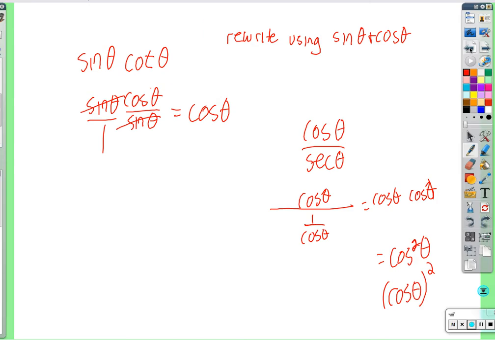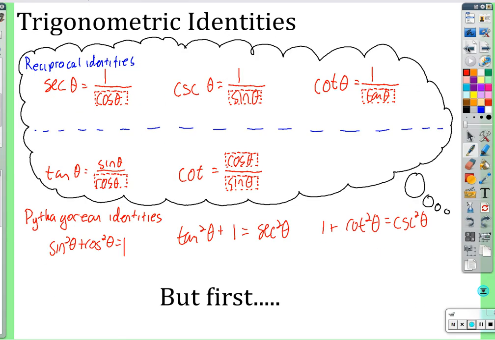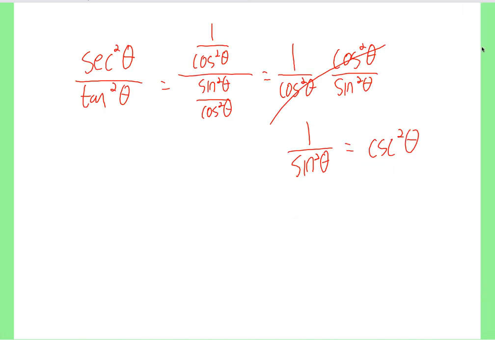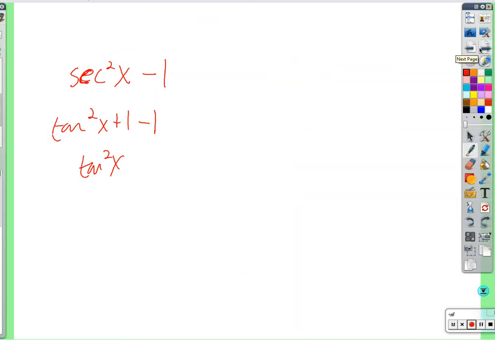That's from going back to this first page. Tangent squared plus 1 is the same as secant squared, so I just replaced it. Oh, you were wondering why it's x instead of theta. Yeah, you can use any letter you want. A, B, Q, it doesn't matter. Good participation.